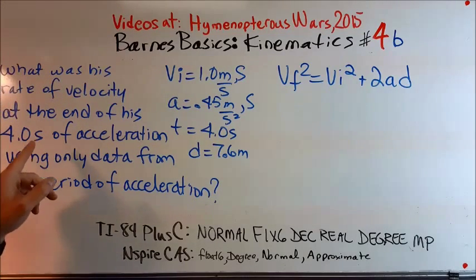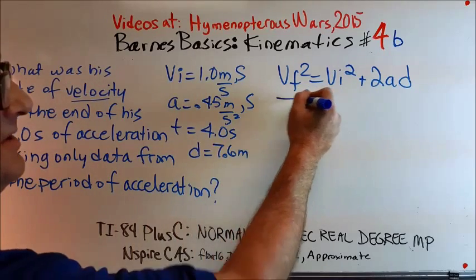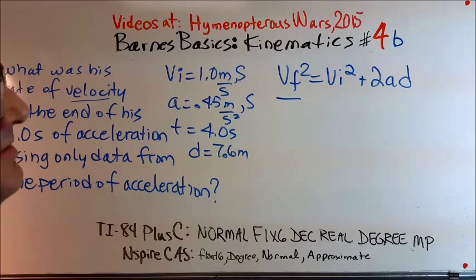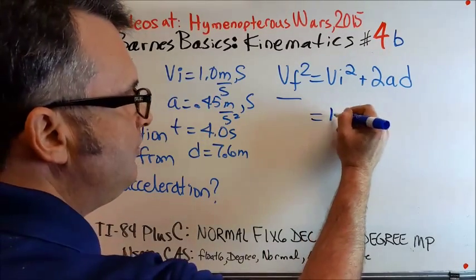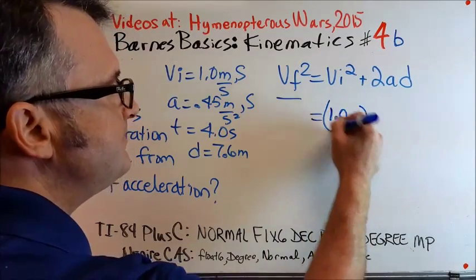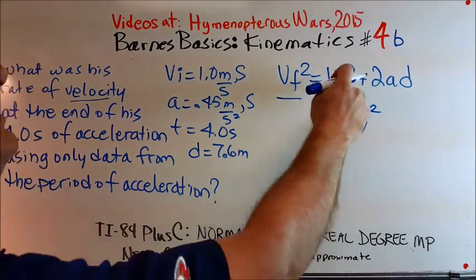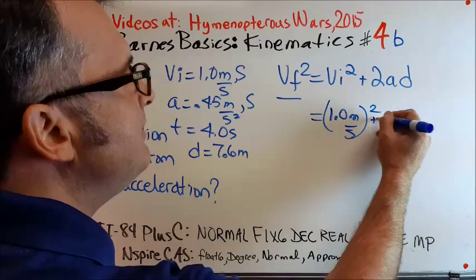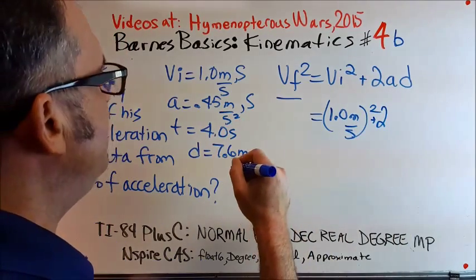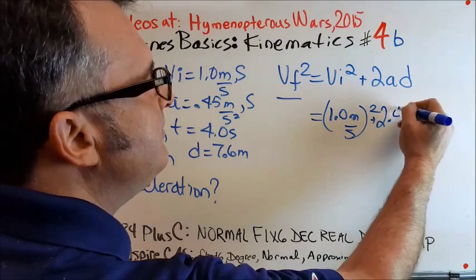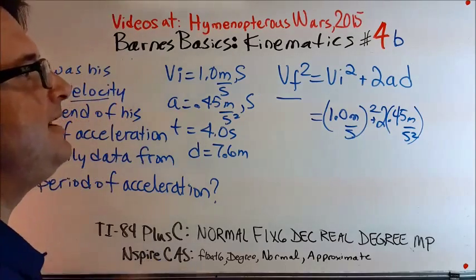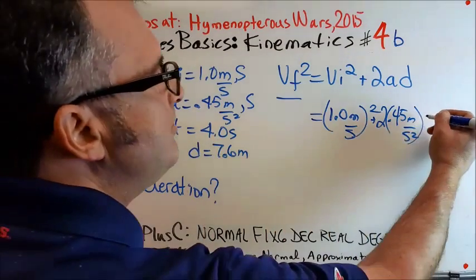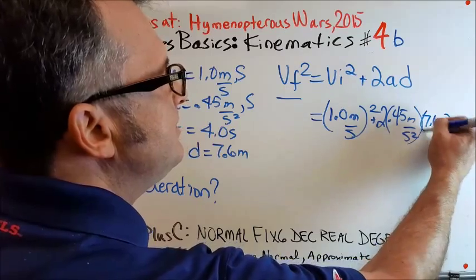So I'm trying to find final velocity, and we're going to use a final velocity equation to determine this. When we begin filling this in, the initial velocity 1.0 meters per second substitutes for VI squared, and we add this to 2 times the acceleration of 0.45 meters per second squared, times the displacement, which was 7.6 meters.